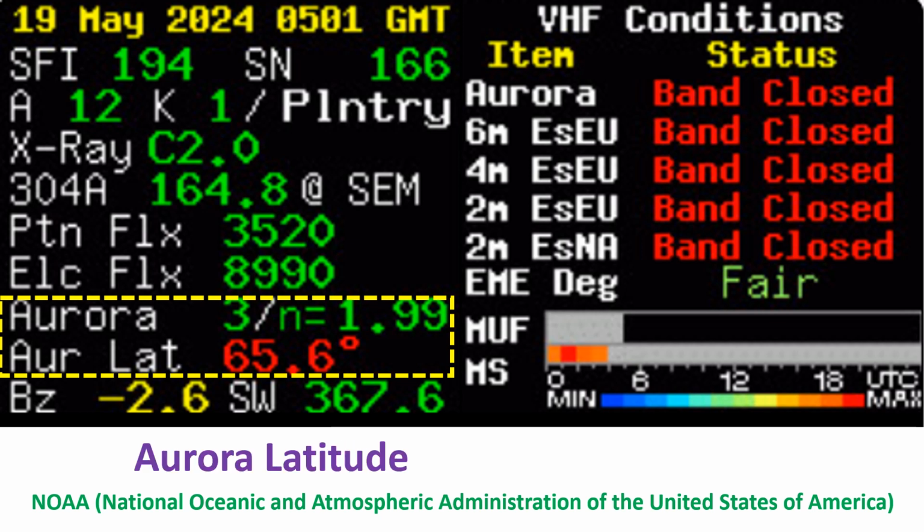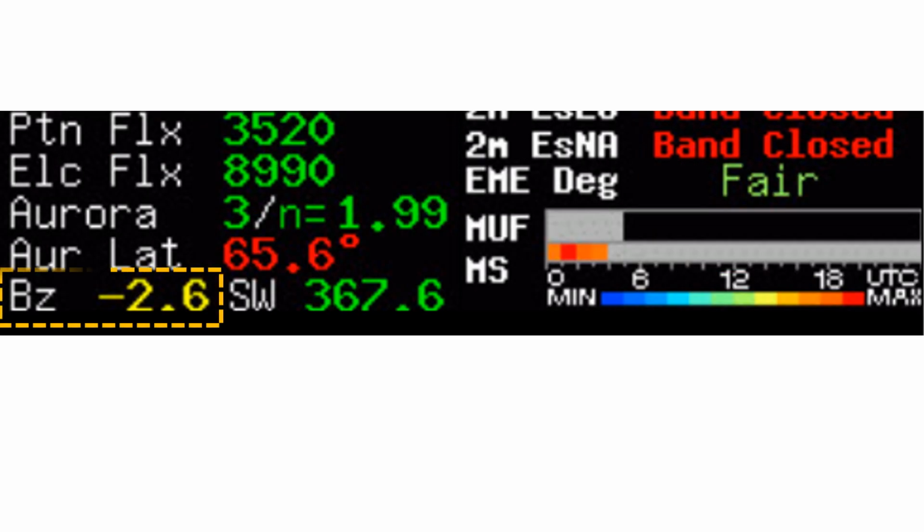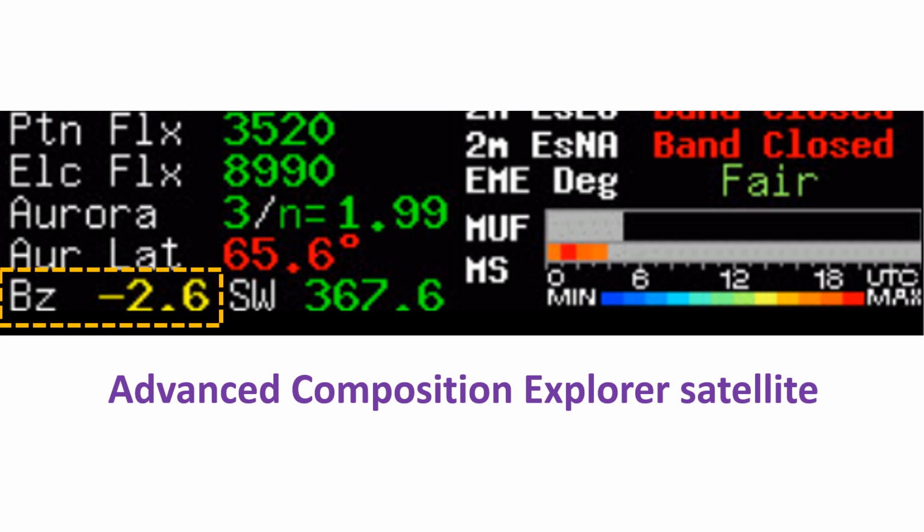Aurora latitude is a calculated value from 67.5 to less than 45.0, which estimates the lowest latitude impacted by an aurora event. This value is updated every 15 minutes and utilizes data from NOAA, the National Oceanic and Atmospheric Administration of the United States of America. The BZ component was from the Advanced Composition Explorer satellite, which reports the strength and direction of the interplanetary magnetic field as impacted by solar activity.